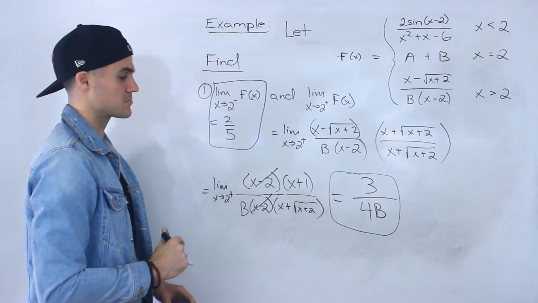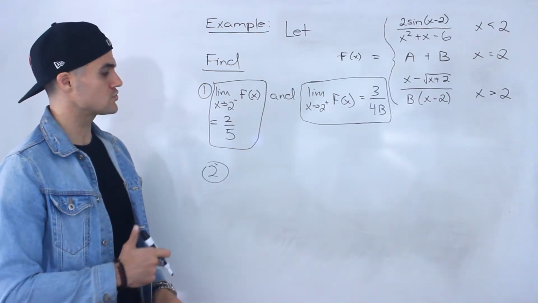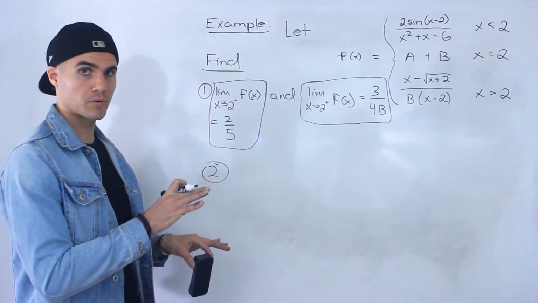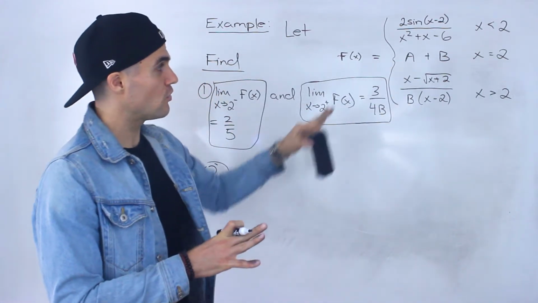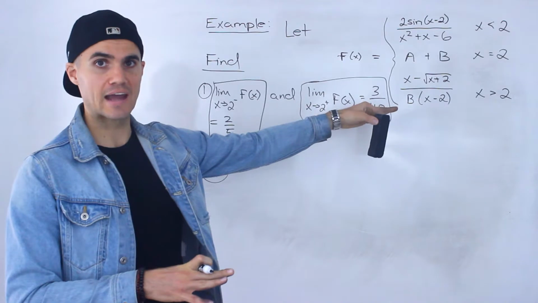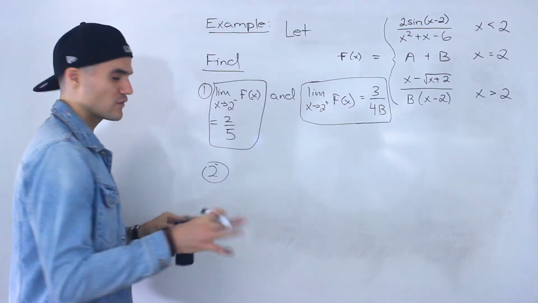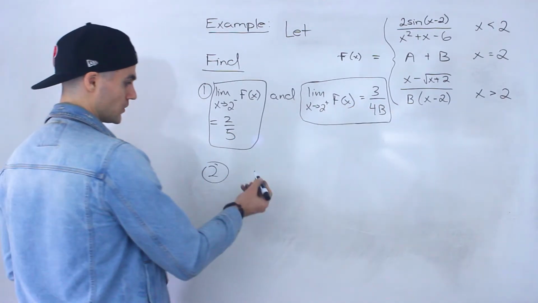That is the answer for this part. That is the expression. And so now moving on to number 2, remember what we've got to do? We've got to find this a and b. So this function is continuous at an x value of 2. And if you remember the fundamentals of continuity, what does that mean?